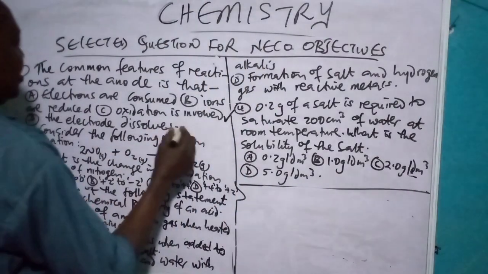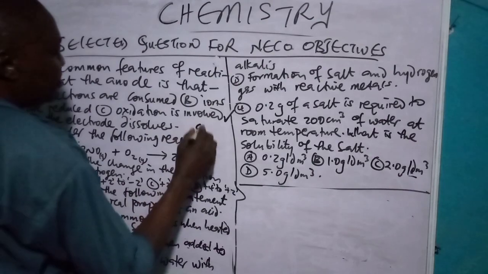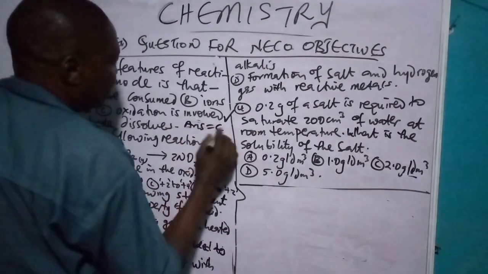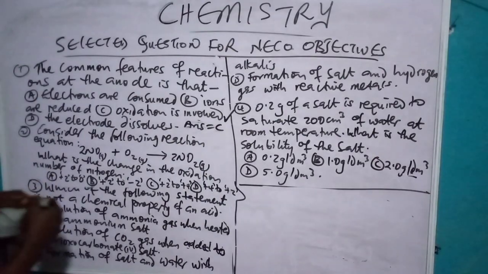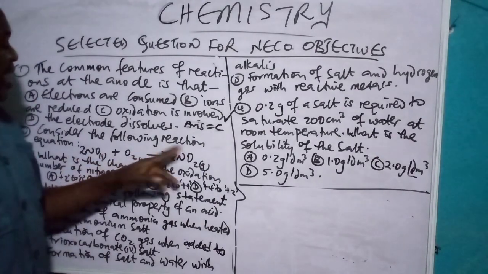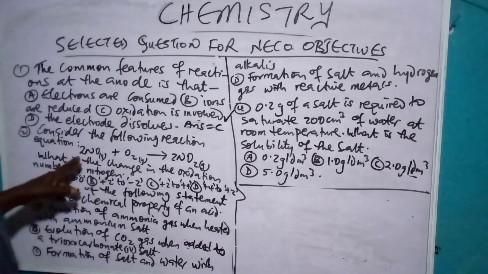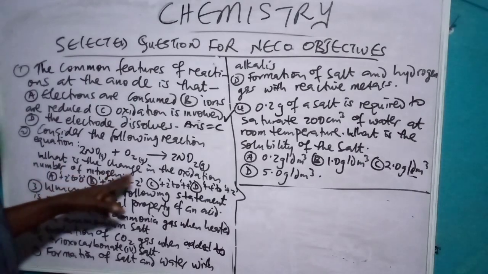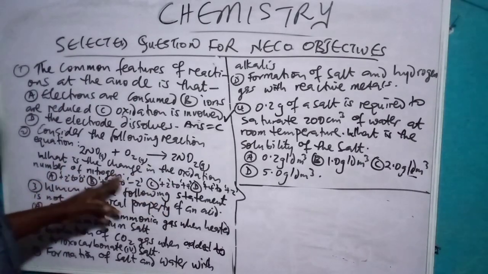So the answer to this is C. Answer equals C. Then look at the second question. Consider the following reaction equation: 2NO plus O2 to give 2NO2. What is the change in the oxidation number of nitrogen?